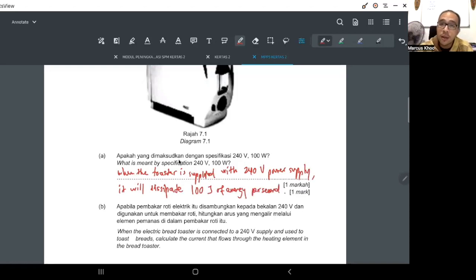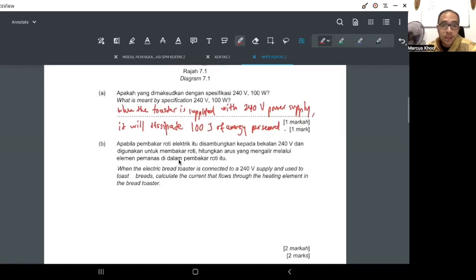Okay, anything similar to this is fine. This is just my own sentence. It will release, it also cannot necessarily be dissipate. You can say the word release. It will release 100 joules of energy per second. Okay, I think that's fine.